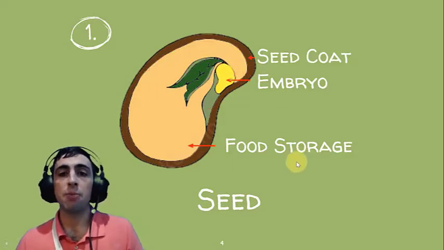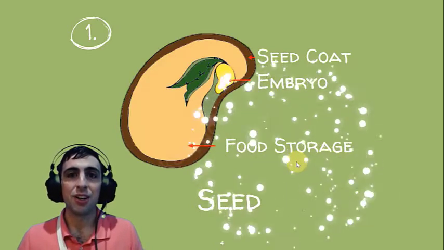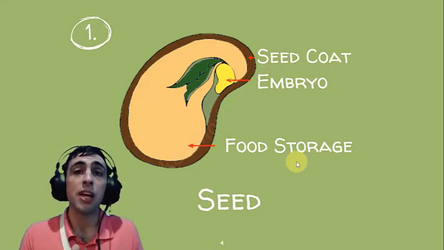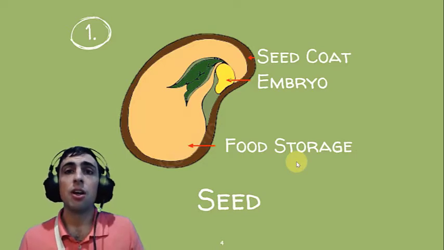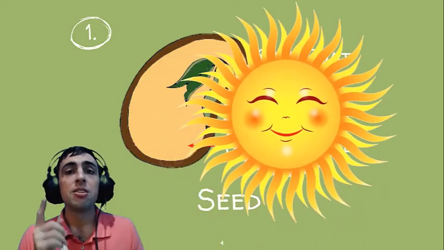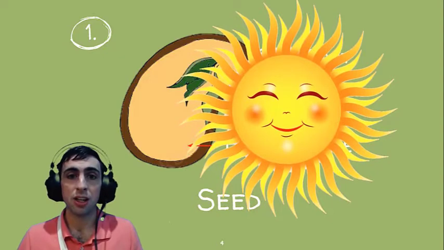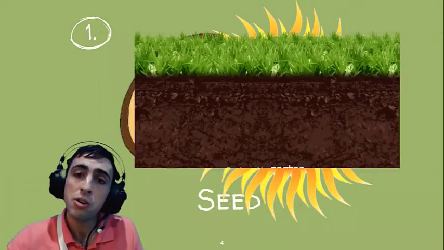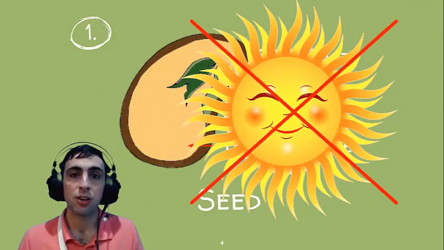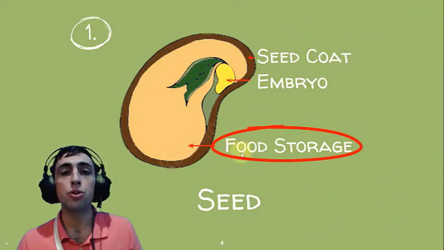The last part labeled in this seed diagram is food storage. What is food storage? This is energy that the plant will use to grow. Now, what does a plant usually use to make energy? Sunlight. A plant turns sunlight into energy. But a seed starts out under the ground. There is no sunlight underground. So instead of sunlight, it will use its food storage.